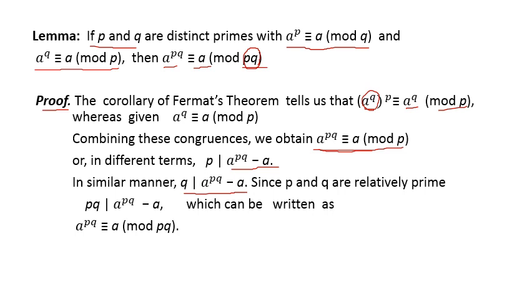Now using the properties of divisibility, when p and q are relatively prime, if p divides x and q divides x, then pq will divide x. So pq will divide a^pq minus a. In terms of congruence relation, it is the given result.